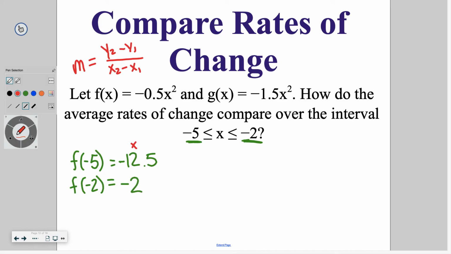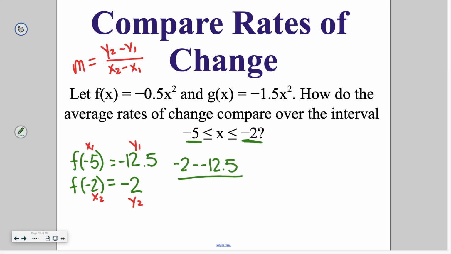This is our x1 and our y1, our answer, and our y2. This is our x1 and our x2. So when I plug that into the equation, I'm going to say y2, which is -2, minus -12.5, over my x2, which is -2, minus -5. Double negatives turn into a positive, which is going to give me 10.5 over 3.